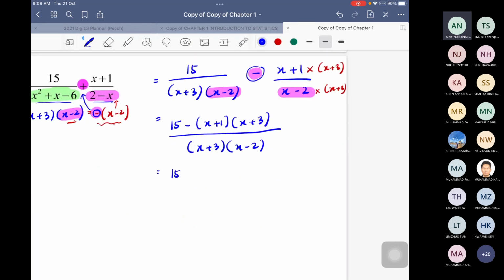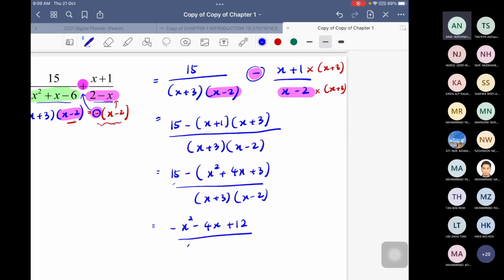So when I expand the two brackets at the top, I will end up with x square tambah 4x tambah 3. At the bottom, it will be x tambah 3 darab dengan x tolak 2, so it doesn't change. And now let's simplify the top. When we simplify the top, we will get negative x square tolak 4x, and 15 tolak 3, so that is going to be 12. And underneath, the same, x tambah 3 darab dengan x tolak 2.